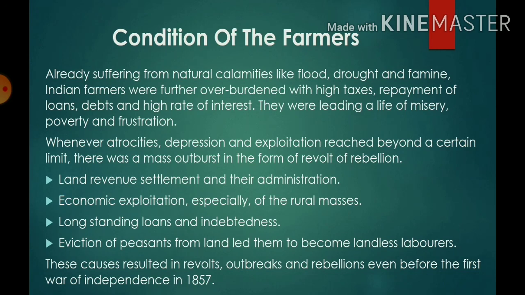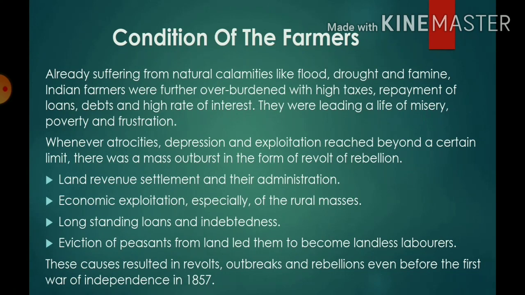Long-standing loans and indebtedness, which small peasants suffered. Eviction of peasants from land led them to become landless laborers. These causes resulted in revolts and rebellions even before the first war of independence. These are the main causes for the farmers to start the revolt of 1857, the first war of independence.